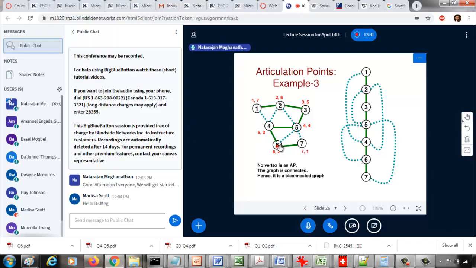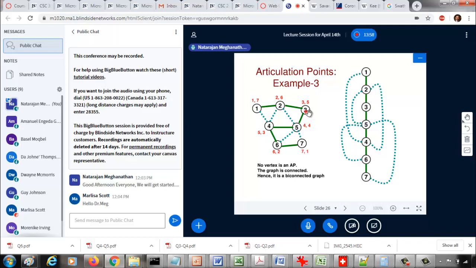Now again from 6 you cannot go anywhere else, because all the edges associated with 6 have been classified as either tree edge or back edge. So again you have to pop out 6. That's the second vertex to be popped out. Now you're back, the top of stack is 4. Again you cannot go anywhere else, so pop out 4. That's the third vertex. Now the top of stack is 5. You cannot go anywhere else, so pop out 5. That's the fourth vertex.